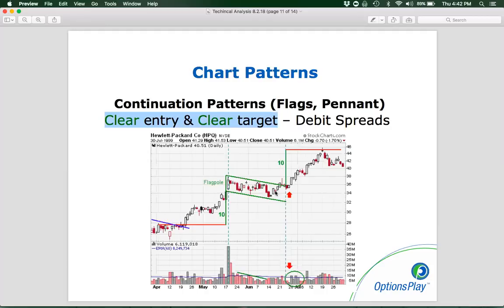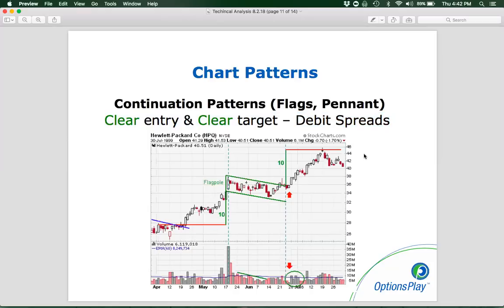Not only do they tell us a specific target price, they also give us a rough time frame, because as you can see, it took about a month to go from 28 to 36. So we can use that not only to estimate a target price, but also to estimate roughly how long that would take. That's one of the cool things about continuation patterns. Because of that feature, it's usually best to use debit spreads, because debit spreads allow us to take a directional view with a limited amount of risk, and we have a pretty good idea of where it's going to go and how long it's going to take. Debit spreads are one of the best use cases of these types of continuation patterns.